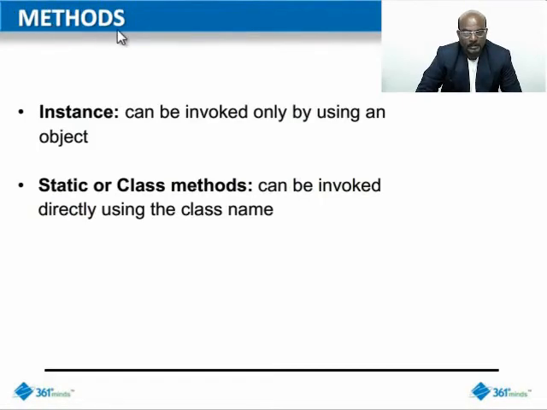Methods. Methods or functions can have various types, and one is an instance. An instance of an object or a class is an object. Whenever I want to call an object, I'll have to create an instance, which means I have to say what memory space I need for my object. But on the other hand, a static or a class method can be written without creating an object.